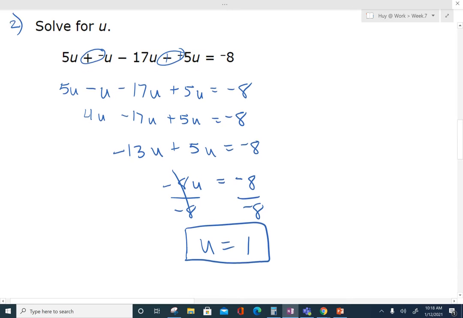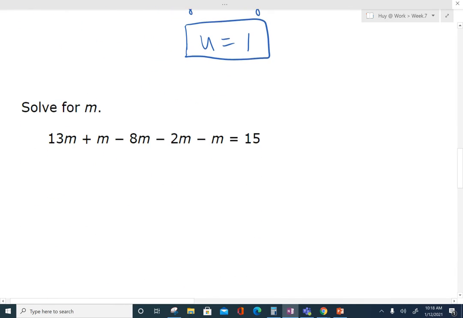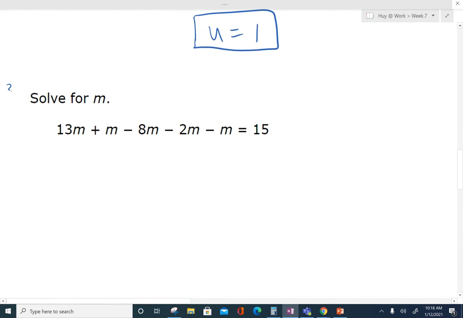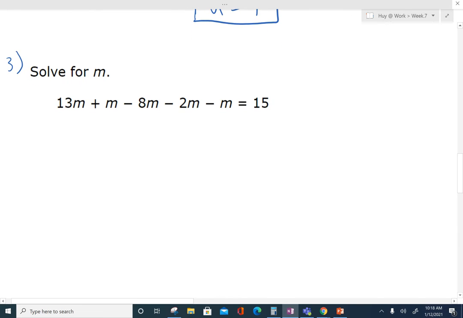All right. Let's solve for m. Oh, this one is easier. There are no double signs. Sorry, I'm laughing because there are no double signs. I was waiting for something tricky.